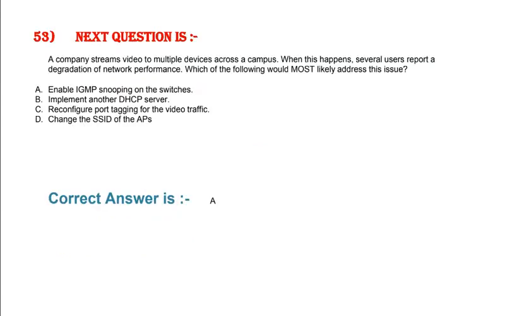Question is, a company streams video to multiple devices across a campus. When this happens, several users report a degradation of network performance. Which of the following would most likely address this issue? Option A, enable IGMP snooping on the switches. Option B, implement another DHCP server. Option C, reconfigure port tagging for the video traffic. Option D, change the SSID of the APs. Correct answer is option A.